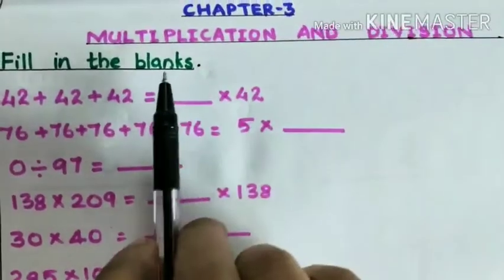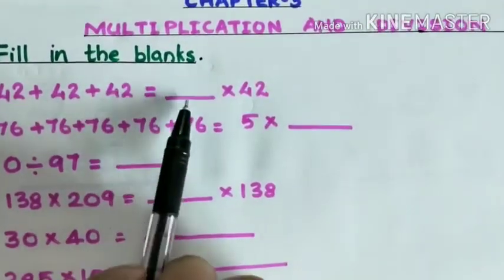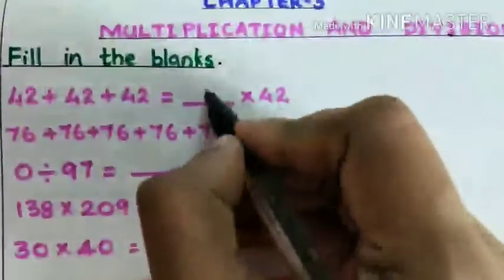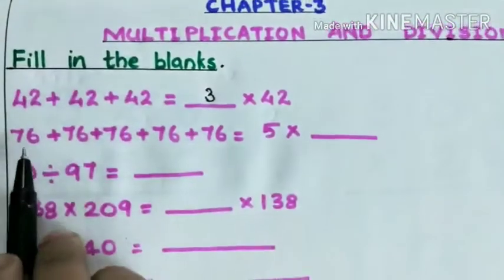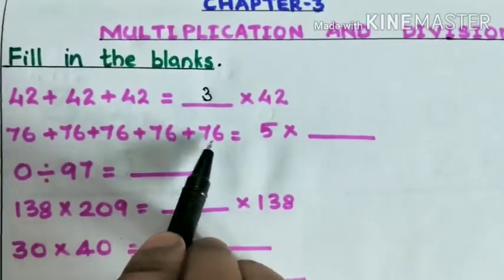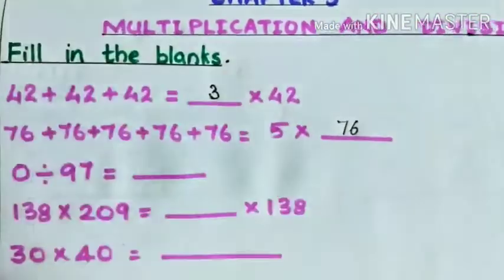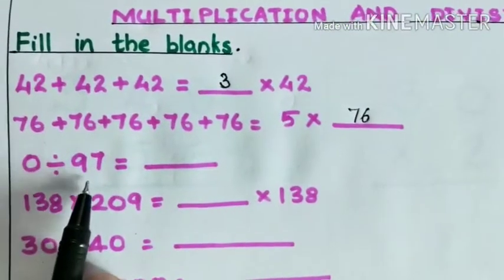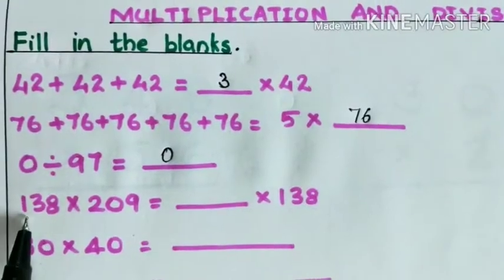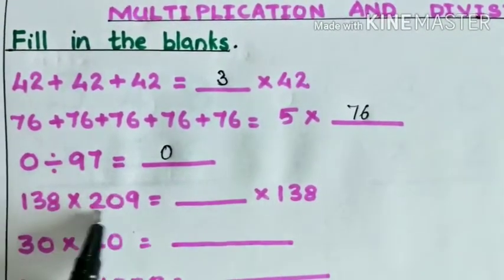Chapter 3, Multiplication and Division. Fill in the blanks. 42 plus 42 plus 42 equals dash into 42. How many times? 1, 2, 3. 3 into 42. 76 plus 76 plus 76 plus 76 plus 76. 5 times which number? 76. 5 into 76. 0 divided by 97, 0. 0 divided by any number? 0. 138 into 209 equals dash into 138.